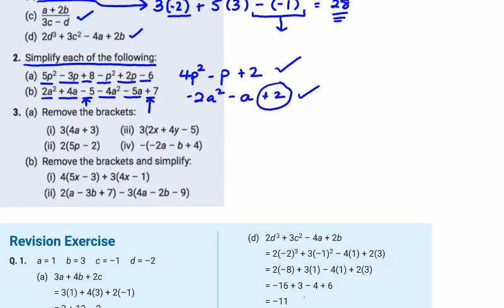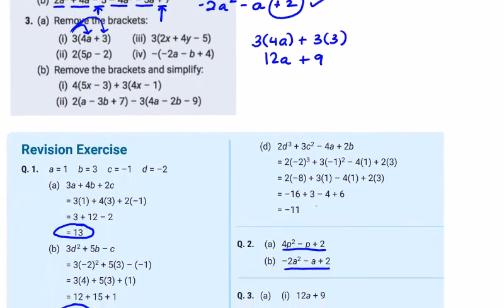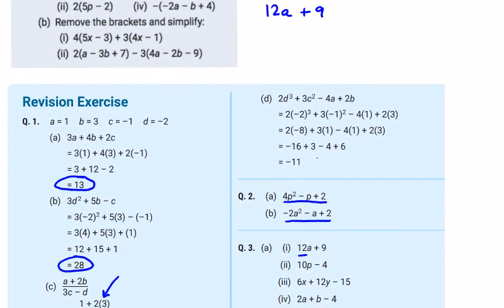For question 3, removing brackets, we have a 3 times 4a, and we have a 3 times 3. So 3 times 4a, you could write it out if you want. 3 times 4a like this. The sign is a plus. 3 times 3. When you get good at them, you should just be able to write 12a plus 9. If you're not sure, just go down and check your answer for 3a, 12a plus 9.